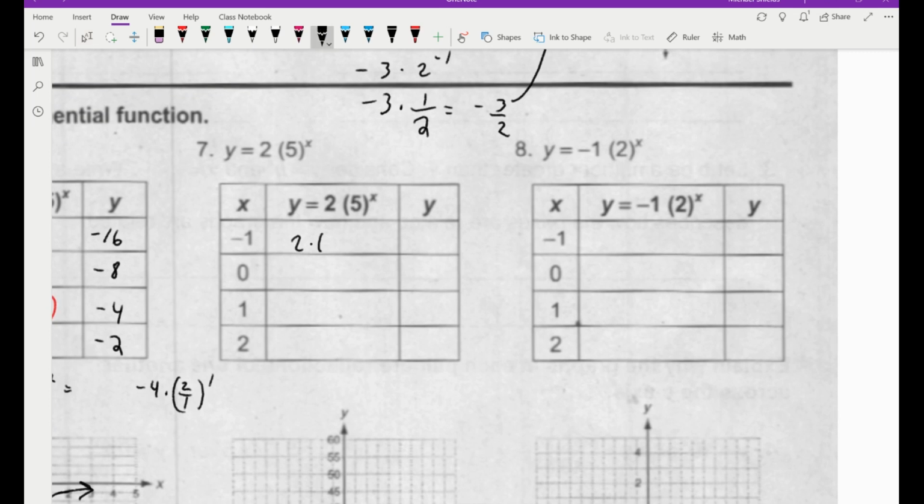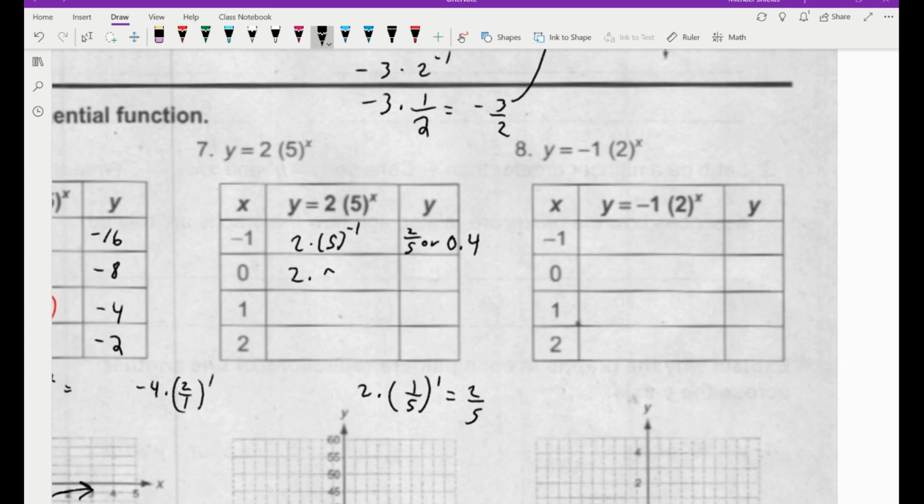2 times 5 raised to the minus 1. We could type that in our calculator, or we could simply do it by hand. 5 raised to the minus 1 is just 1 over 5 to the 1, so times 2 is 2/5. So the value is 2/5, or we could write it as a decimal, 0.4.